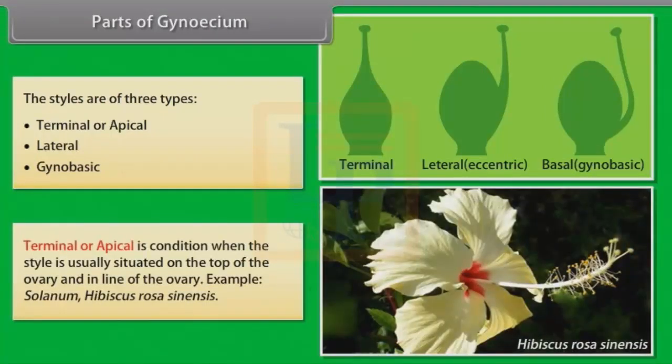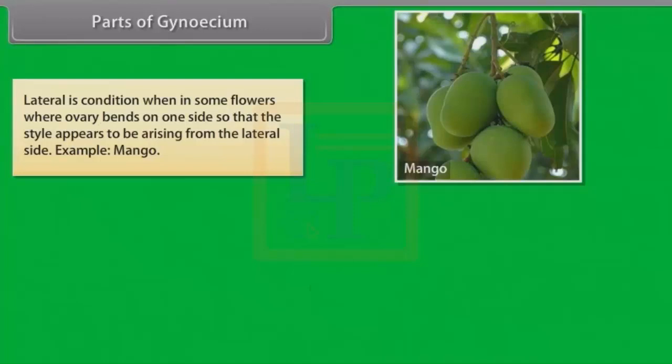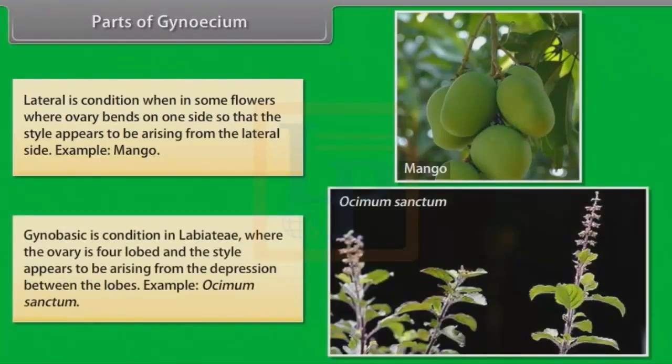Terminal or apical is the condition when the style is usually situated on the top of the ovary and in line with the ovary. Example: Solanum, Hibiscus rosa-sinensis. Lateral is the condition in some flowers where the ovary bends on one side so that the style appears to be arising from the lateral side. Example: mango. Gynobasic is the condition in Labiatae where the ovary is four-lobed and the style appears to be arising from the depression between the lobes.